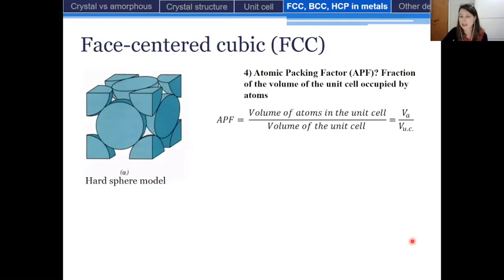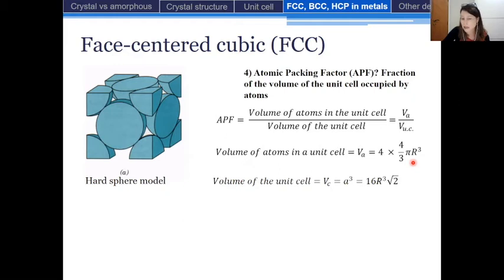Now let's calculate the atomic packing factor. So what is the definition of the atomic packing factor? This is very important in this lesson. It is the fraction of the volume of the unit cell that is occupied by atoms. So how do we calculate the atomic packing factor? We will calculate the ratio between the volume of atoms in the unit cell and the volume of the unit cell. The volume of atoms in the unit cell, we will write it VA. So the volume of atoms in the unit cell is basically the number of atoms in the unit cell times the volume of one atom. An atom is considered to be a hard sphere of radius r. So basically I have 4 atoms times the volume of one atom.